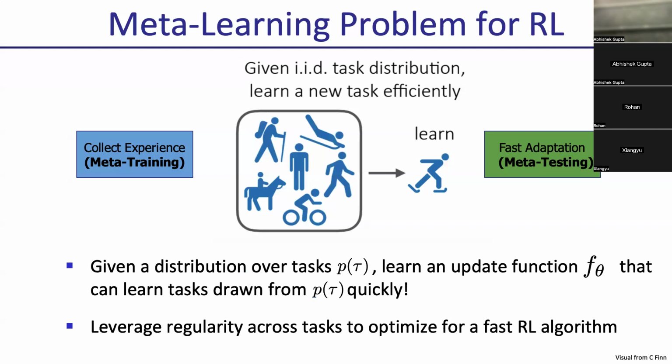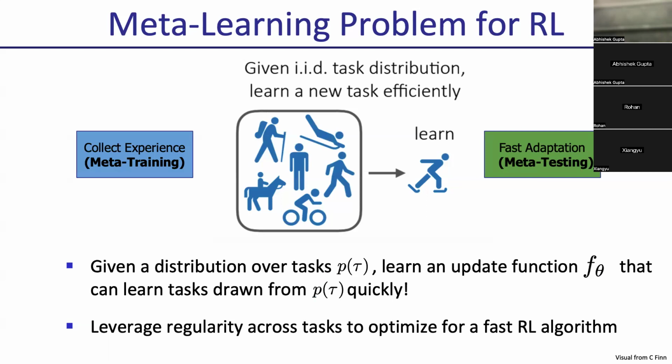You can't generalize on a brand new task distribution, but on new tasks drawn from P tau, you can improve quickly using your learned update function F theta. In reinforcement learning, you have gradient-based updates. You just run gradient ascent, or you run policy gradient, or actor-critic, and that is your update function that takes you from pi to pi prime to pi prime prime.